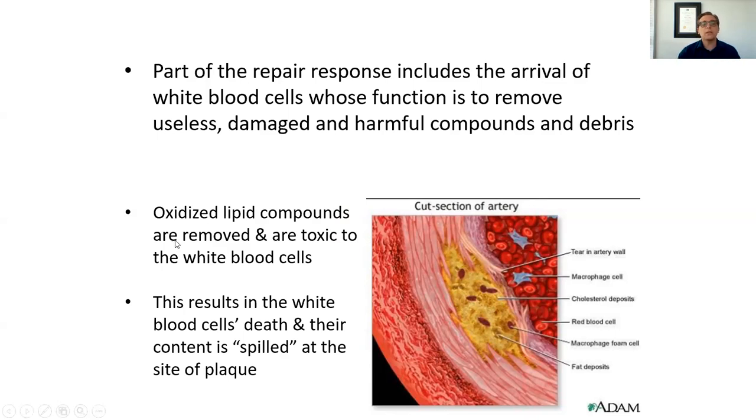And so these white blood cells, oxidized lipid compounds are removed and are toxic to the white blood cells. They're removed, but they're toxic to the white blood cells. So this results in the white blood cells' death, and their content is spilled at the site of plaque. That's why you see cholesterol in plaque. It's not that cholesterol sticks to the arteries, but these white blood cells are trying to get rid of this toxic type of cholesterol. So hopefully now you understand why there is cholesterol in plaque.